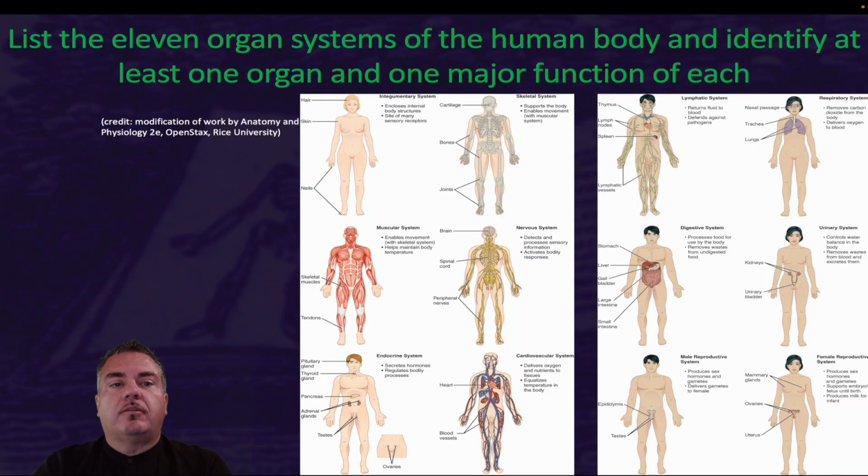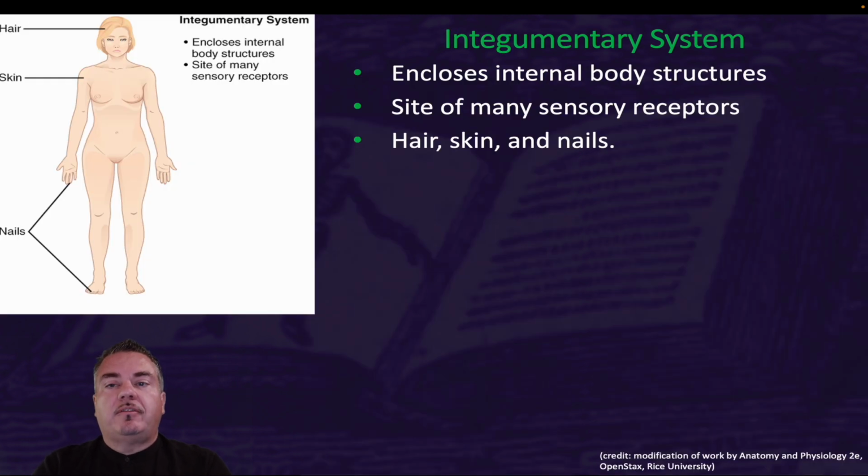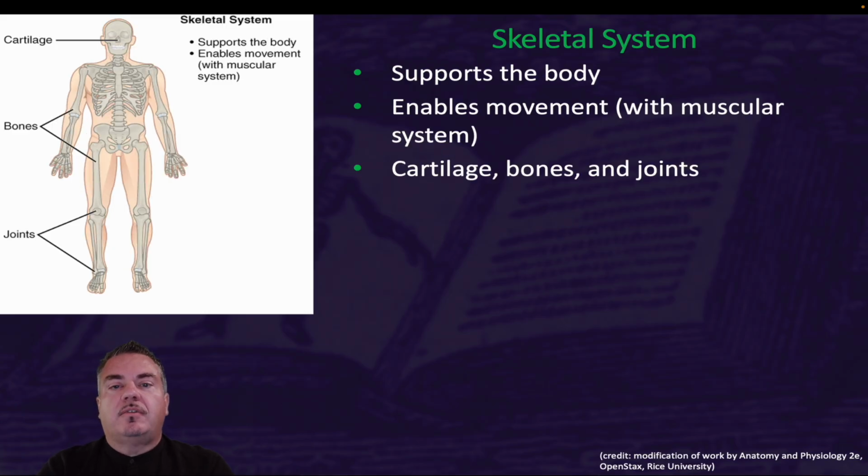We also need to be able to list the 11 organ systems of the human body and identify at least 1 organ and 1 major function of each. Let's begin with the integumentary system. This encloses internal body structures and is a site of many sensory receptors. This includes hair, skin, and nails. The skeletal system supports the body and enables movement when combined with the muscular system. It includes cartilage, bones, and joints.